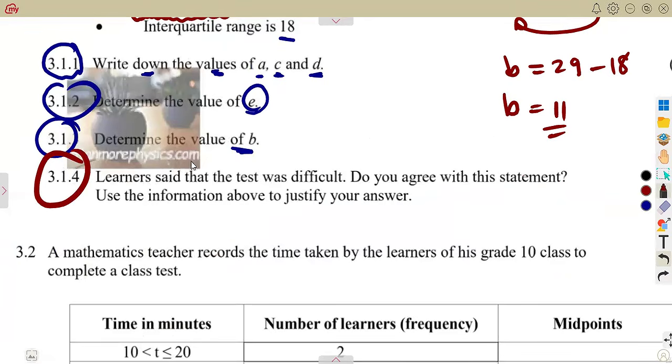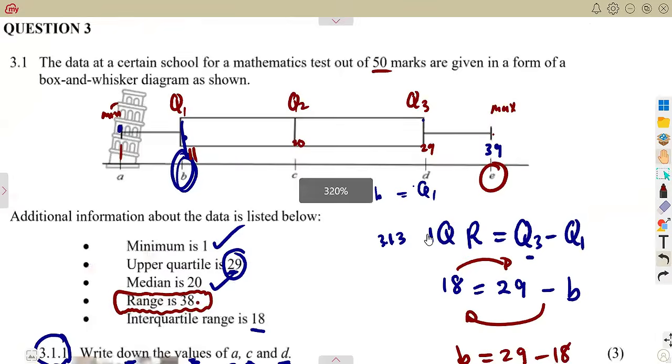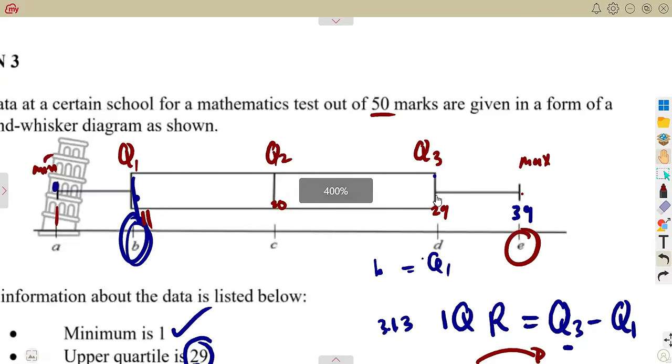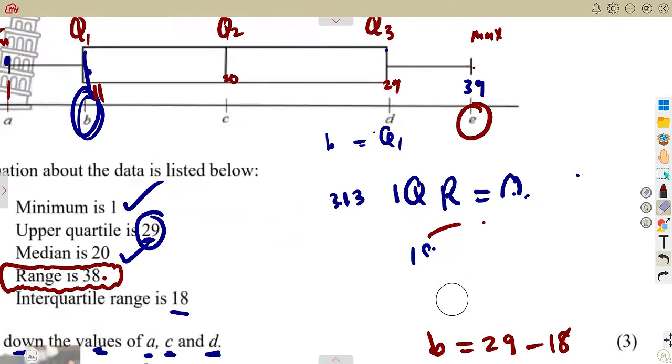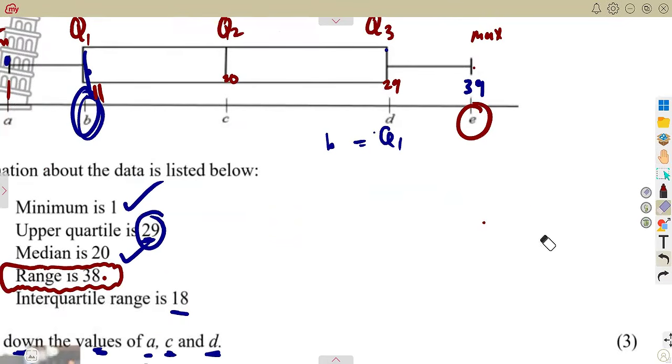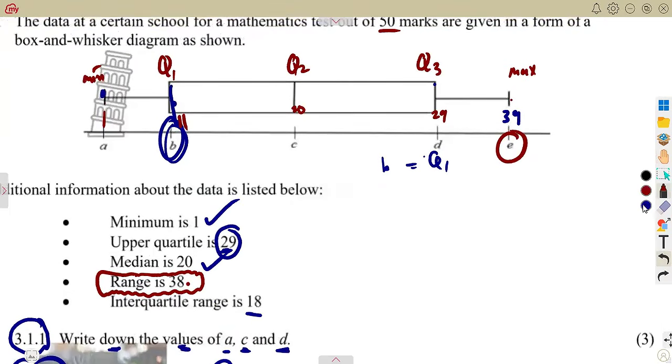3.14, learners said the test was difficult. Do you agree with this statement? Use the information above to justify your answer. Was this test difficult? Okay, we can check. From the information, this test was out of 50. Remember, the test was out of 50. So we can judge with the marks that we are having here out of 50.